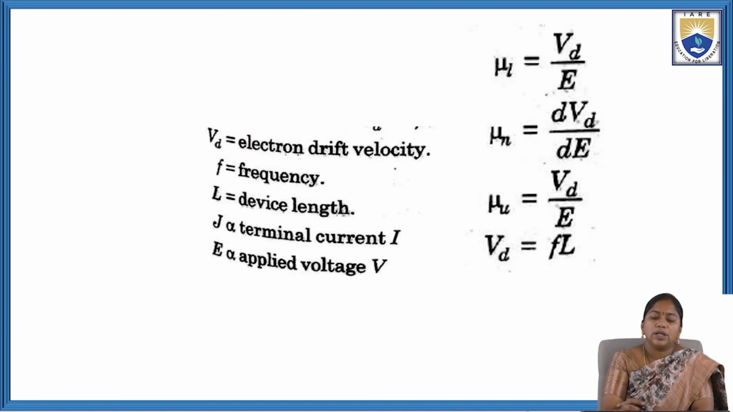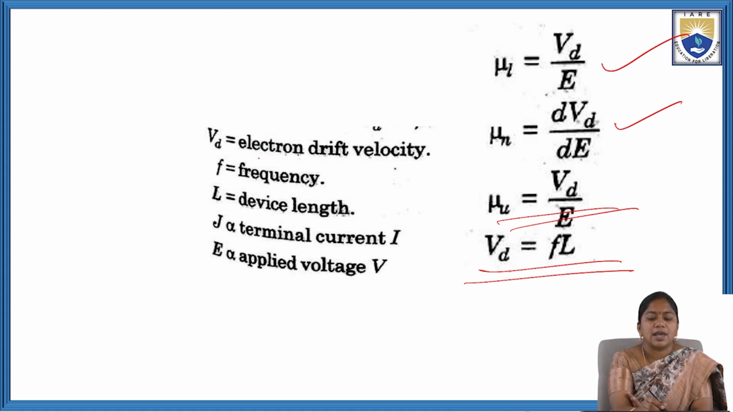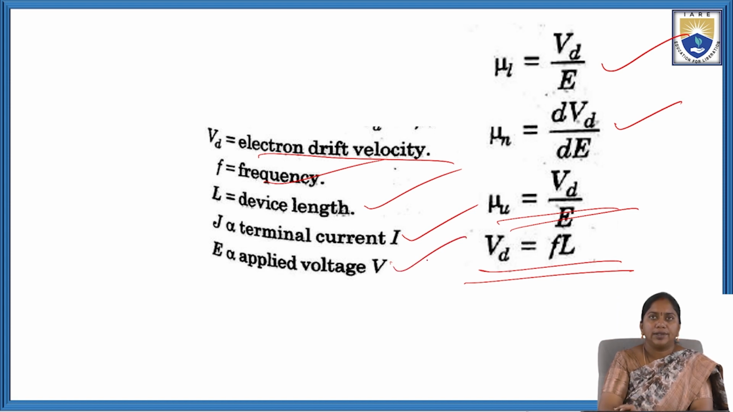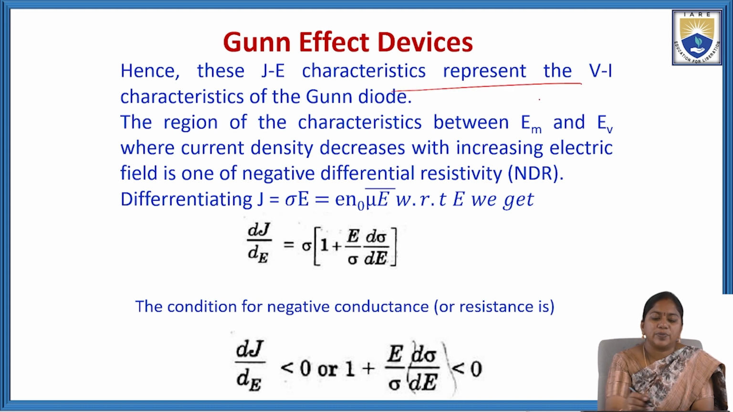So here mu equal to Vd by E, and mu N equal to dVd by dE. We are differentiating dVd by dE. And mu equal to Vd by E and Vd equal to F into L, where Vd is the electron drift velocity, F is the frequency, L is the device length, J is proportional to terminal current, E is proportional to applied voltage. Hence, this J-E characteristic represents the VI characteristics of the Gunn diode.